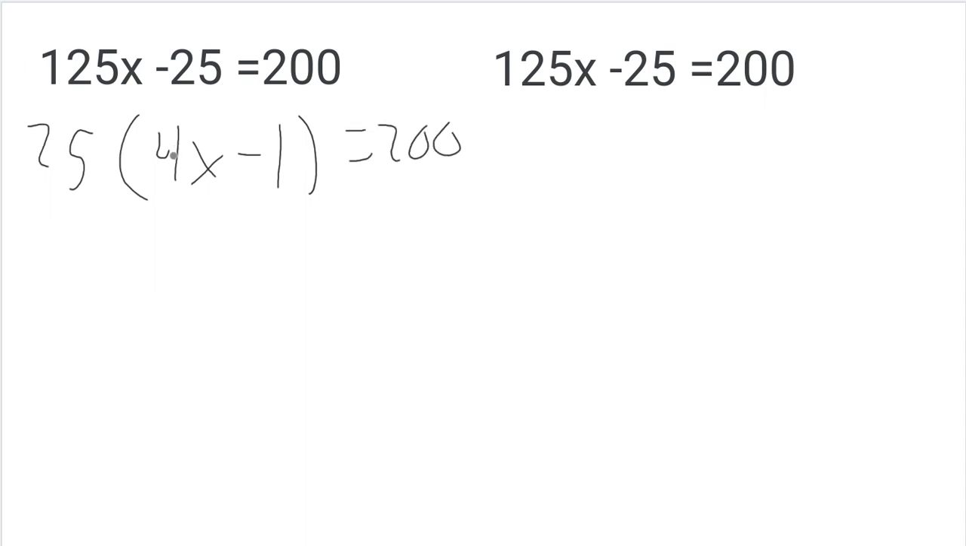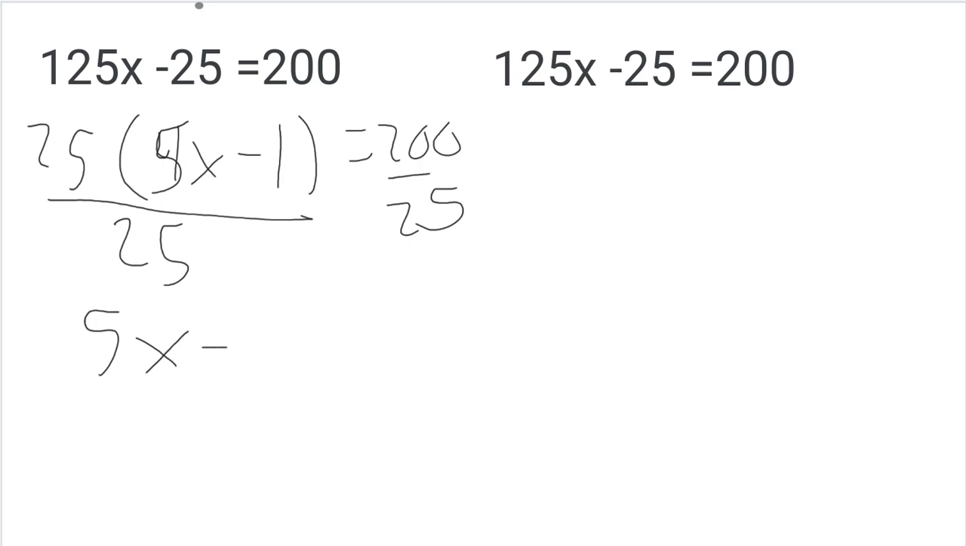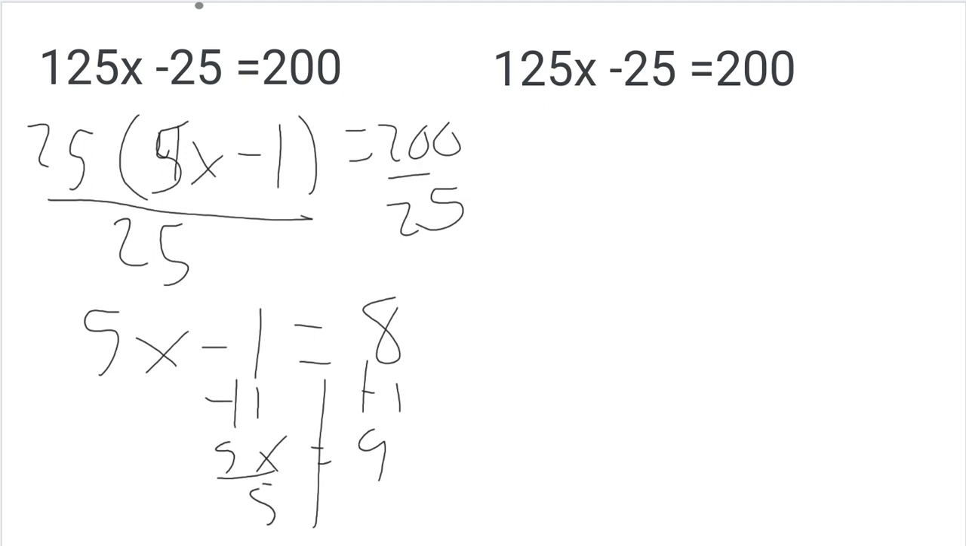25 times 5 gets me back to 125, and 25 times negative 1 gets me to negative 25. I can now divide both sides by 25, and then I would get 5x minus 1 is equal to 8. Now I can add 1 to both sides, and I have 5x is equal to 9. Divide both sides by 5. X is equal to 9/5.